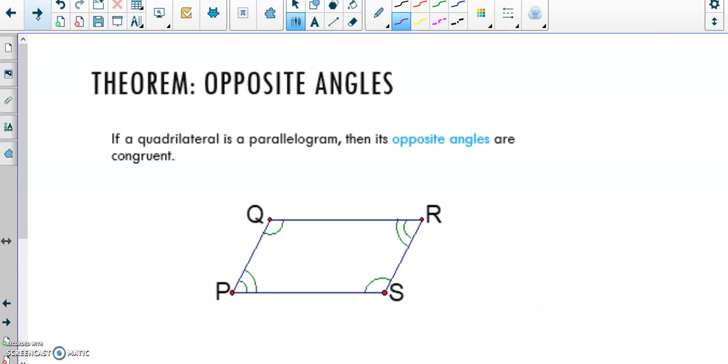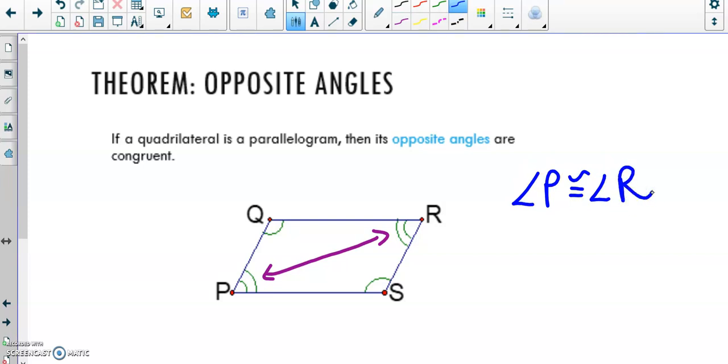If a quadrilateral is a parallelogram, then opposite angles are congruent. So the opposite angles are the angles that are across from each other, like so. So angle P has the same marking on it as angle R. So those angles are congruent. And angle Q and angle S are marked the same. So those are also opposite angles, and they are marked congruent. So if a quadrilateral is a parallelogram, then its opposite angles must be congruent.